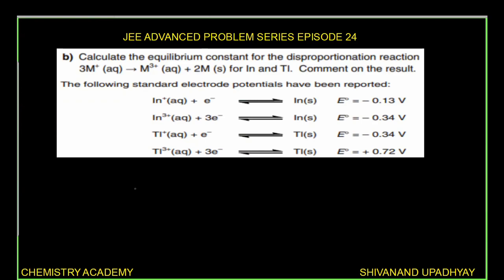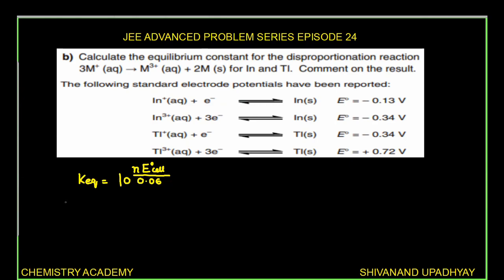the disproportionation of indium and the disproportionation of thallium, we can write that the value of the equilibrium constant is equal to 10 to the power the number of electrons participating in the net cell reaction into E naught of the cell divided by 2.303 RT upon F, whose value is given here, that is 0.06.